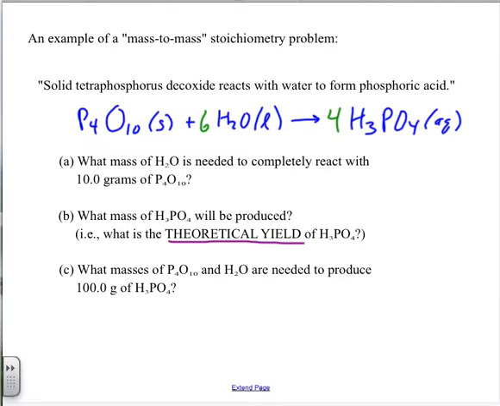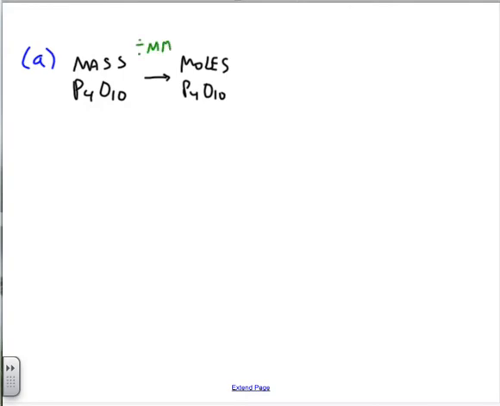Let's start on a new page. So question A says, well, I'm starting with 10.0 grams of P4O10. How many grams of water do I need? Let's plot out how we're going to solve this problem by using what I sometimes call a roadmap. I'm starting with a given mass of P4O10. I can't multiply that directly by a mole ratio. I first have to convert it to moles of P4O10. And I'm going to do that by dividing by the molar mass.